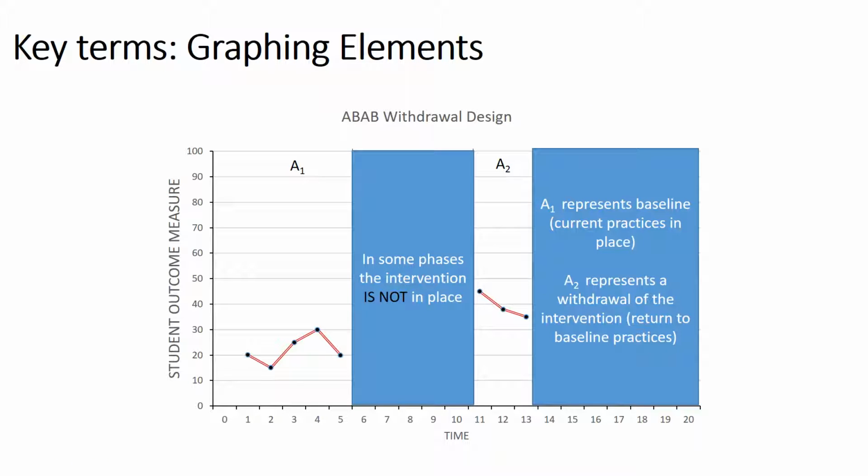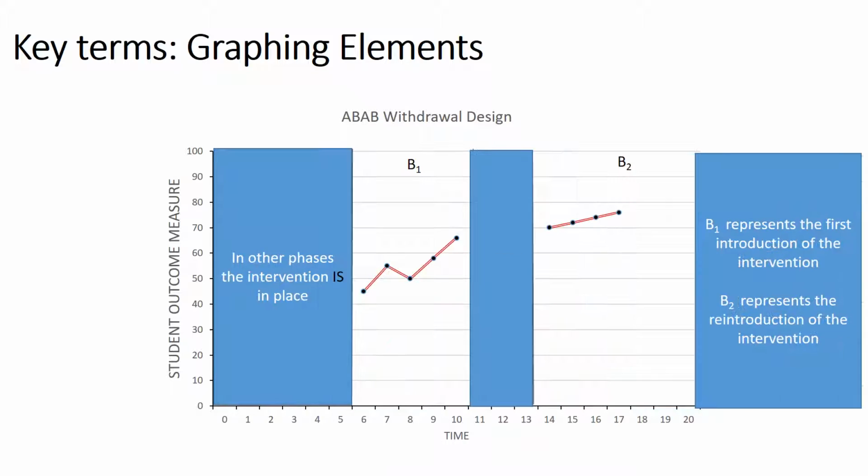In an ABAB or withdrawal design, the behavior of interest is measured with and without the intervention. In this example, A1 represents baseline, current practices in place, while A2 represents a withdrawal of the intervention, such as return to baseline practices. In other phases, the intervention is in place. In this example, B1 represents the first introduction of the intervention, while B2 represents the reintroduction of the intervention.